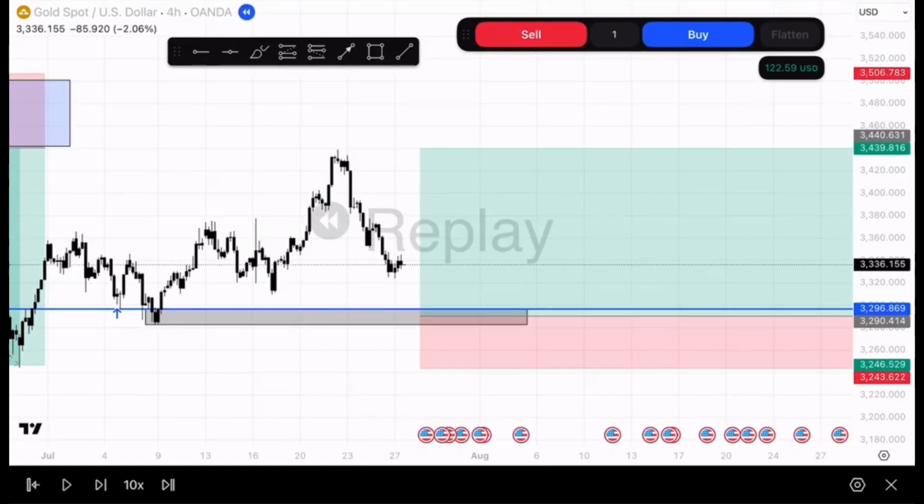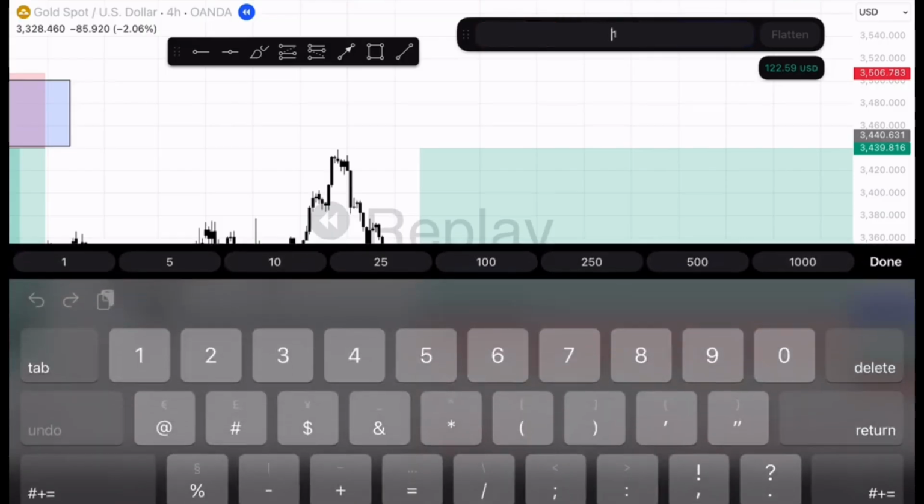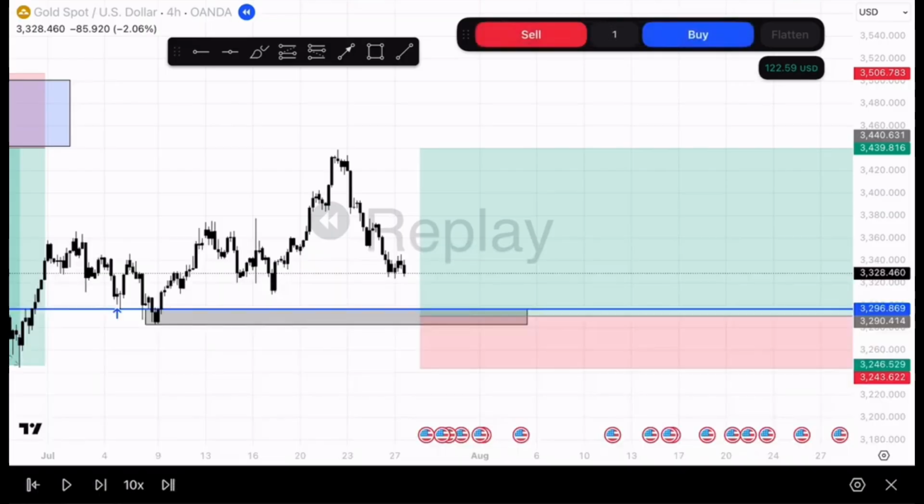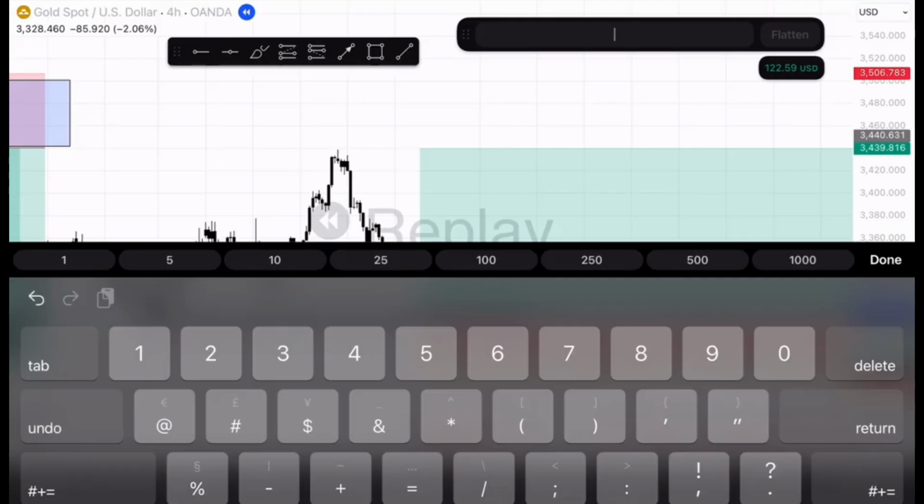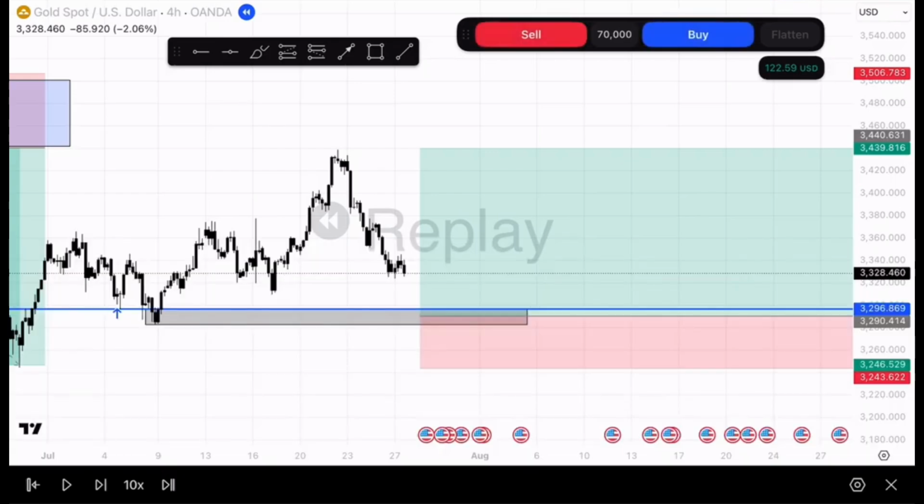Let's go in. Y'all, I didn't know you could change the lots on here, y'all. This is a new update. That's crazy. Wow. Well, we just learned something. So that's the lot size, I'm assuming, on the demo trading when you backtest them.